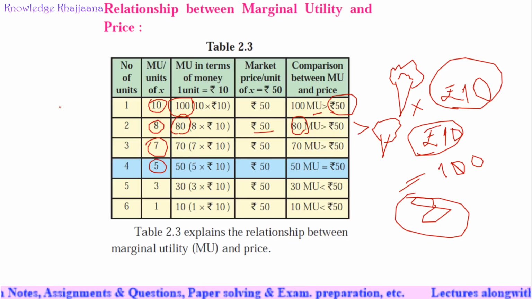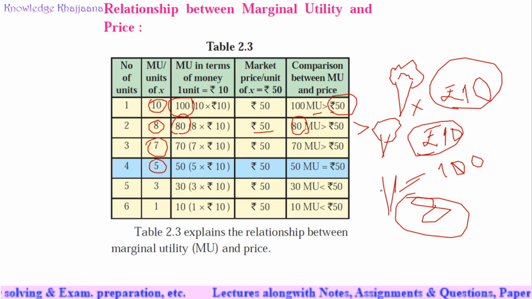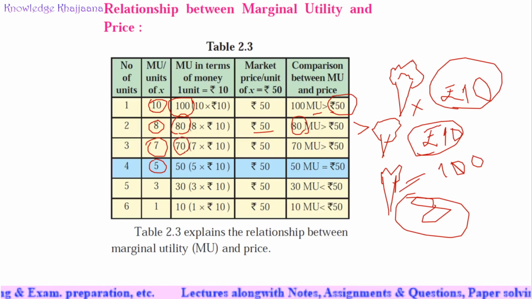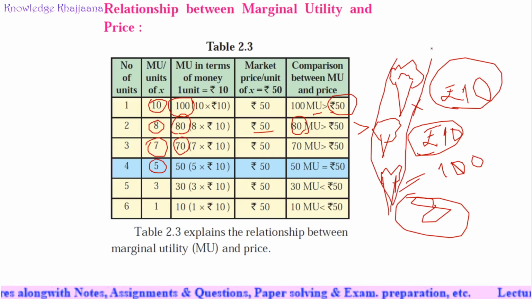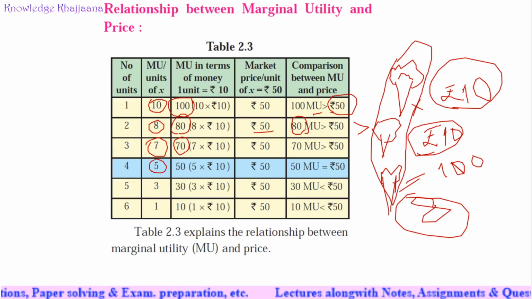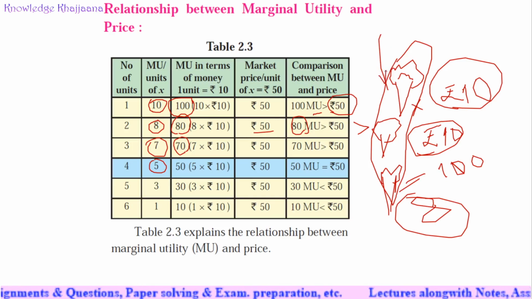With the third consumption of the same ice cream, continuously, one after the other, he said that he got the marginal utility of 7 utils. If 7 utils are converted into money, the price of that is rupees 70. This means the satisfaction, or the marginal utility, of this third unit is 70. And what is the market price of that unit? It is 50. So still there is benefit. Still he has satisfaction after consuming this.